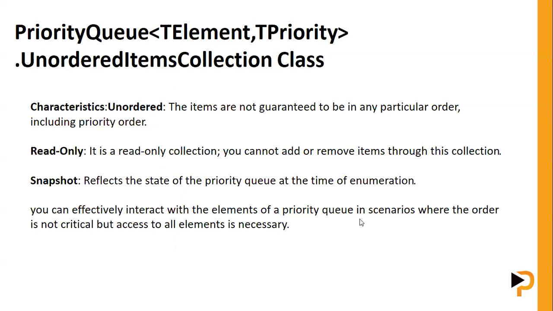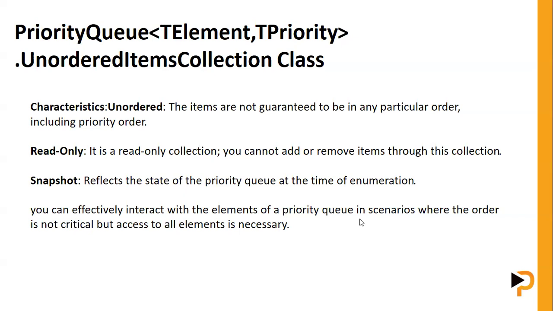Now one more class is available in .NET: the UnorderedItemsCollection. Now what exactly is it? This is the PriorityQueue.UnorderedItemsCollection class. What exactly is it and what is the use of it? The characteristic is nothing but unordered. The items are not guaranteed to be in any particular order, including priority order. Now, you might ask, okay, it's not following the queue order, it's not following the priority order, then what is the use of it?